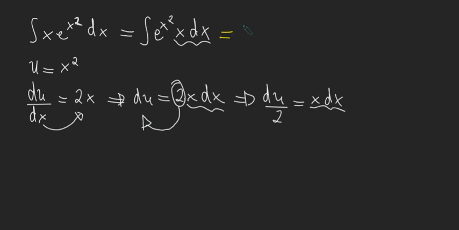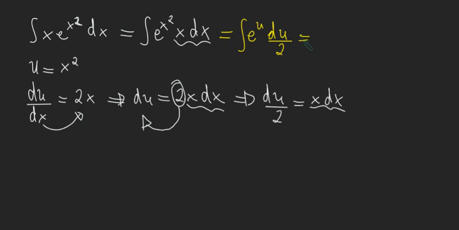So this will be the integral of the exponential of x squared, which is just u in our substitution, and x dx is just du divided by 2. I have changed the integral from the x world to the u world, okay, where it is simpler to solve.